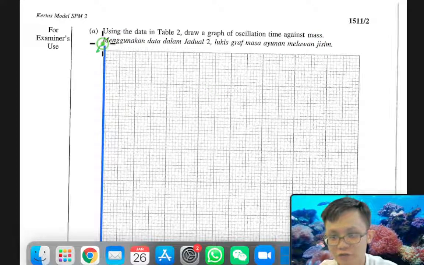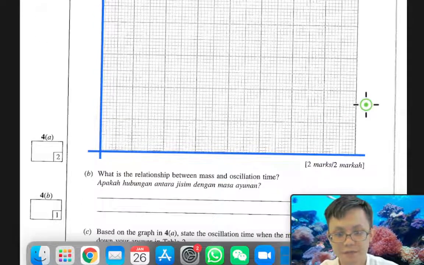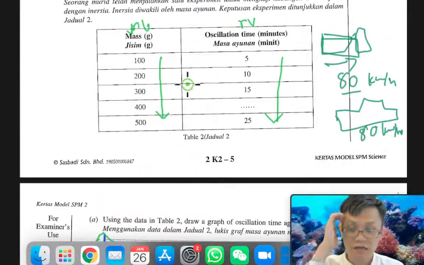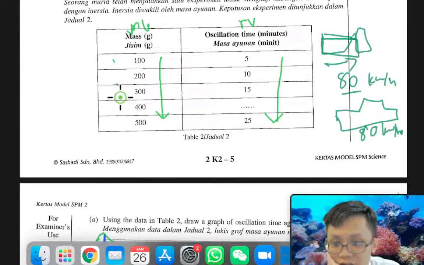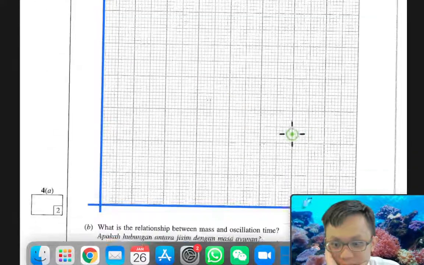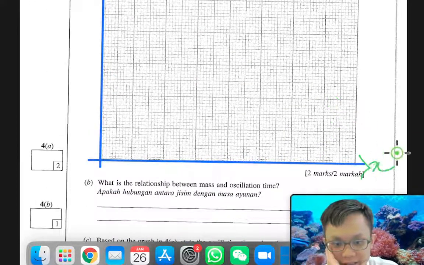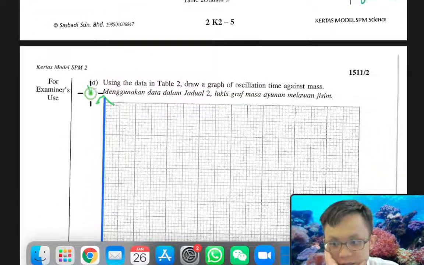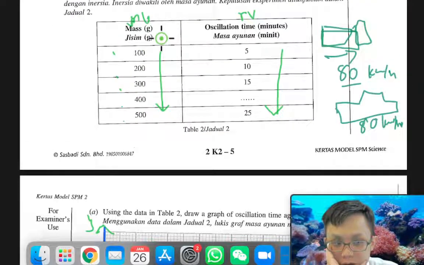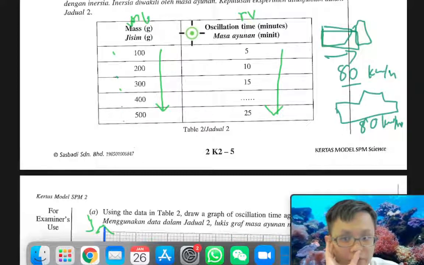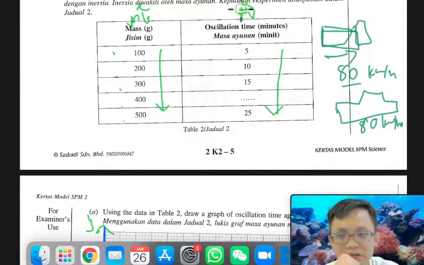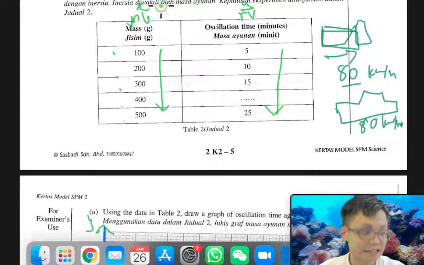Then what's the next step I should do? Label. So here is 100. You count 100, 200, 300, 400, 500. So is the manipulated variable at x or y? This is x, this is y. The manipulated variable will always be at the x-axis. If you do this wrong, it means you are totally wrong in everything. The manipulated variable will always be the x-axis.